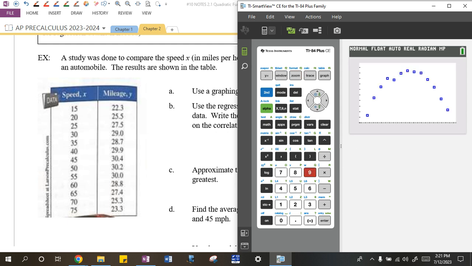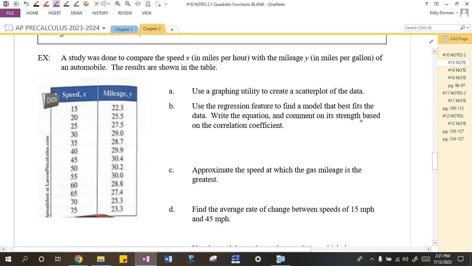This definitely does not look linear. It's got a couple of weird points out of whack, but this generally looks like a parabola will be a curve of best fit. Okay, so we can try a quadratic regression.